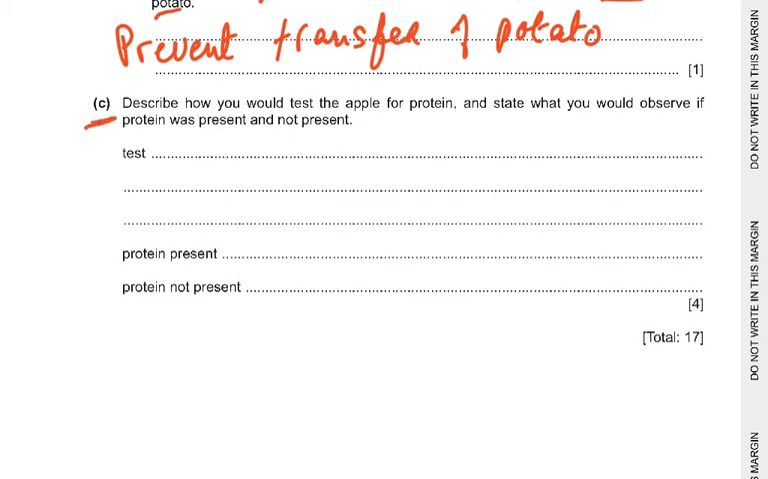Then coming to the C part of the question, describe how you test the apple for protein and state what you would observe if protein was present and not present. So the test is you cut or crush the apple and you add the biuret reagent. And if protein is present, it will turn purple, or you can say lilac or mauve or violet, many words for the word purple. And if protein is not present, then of course the solution remains blue, because the biuret reagent is blue in color.